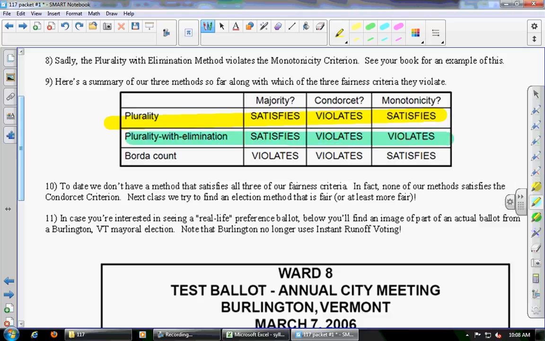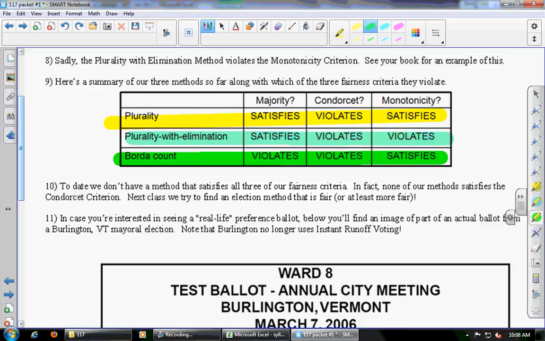And then we come down here to plurality with elimination. It always satisfies this majority criterion, but sometimes it violates Condorcet, and sometimes it violates this new crazy monotonicity. And then the last one, Borda count with all the points. It could violate majority and it could violate Condorcet. We saw that today. It always satisfies monotonicity.